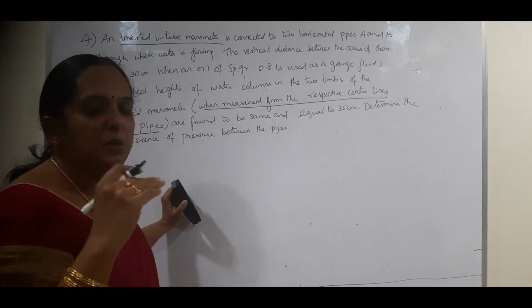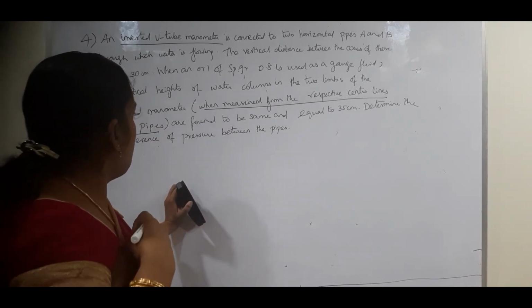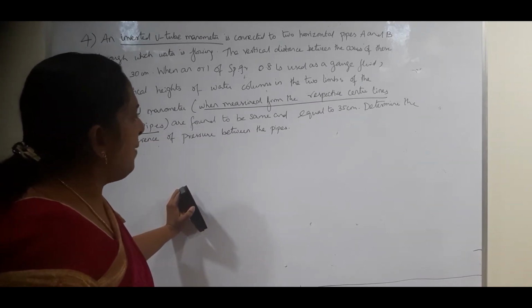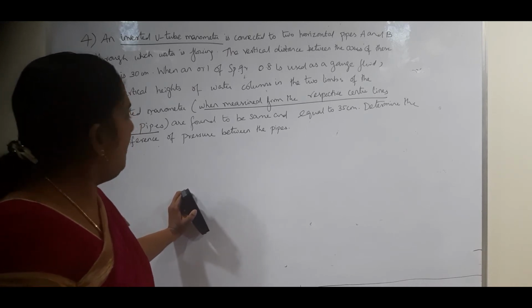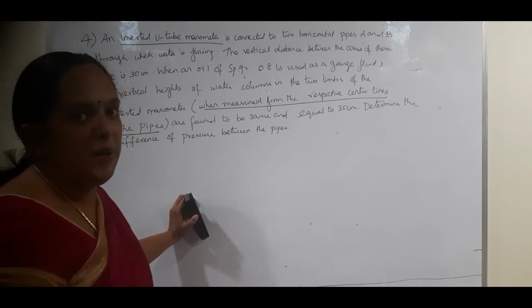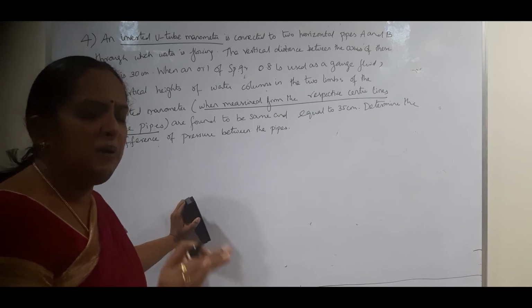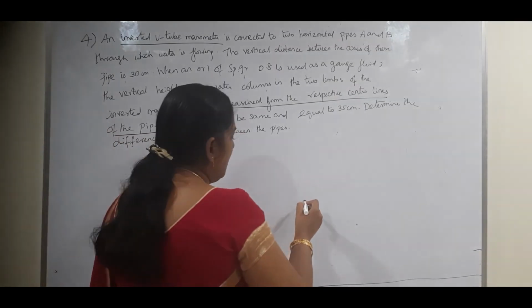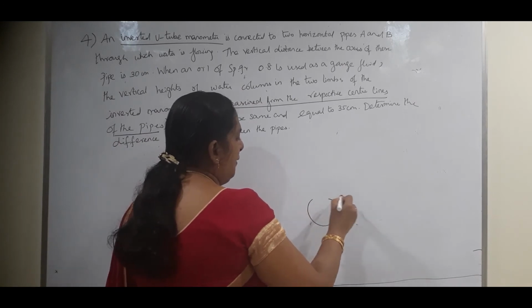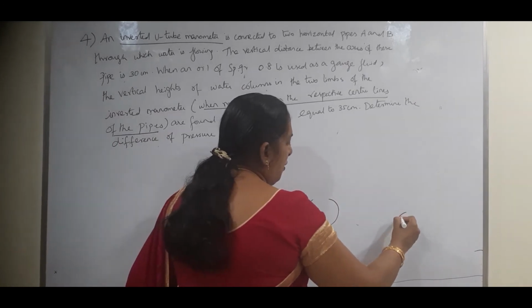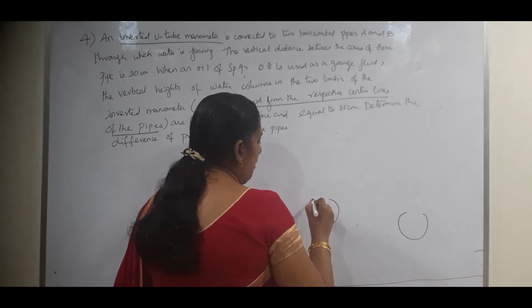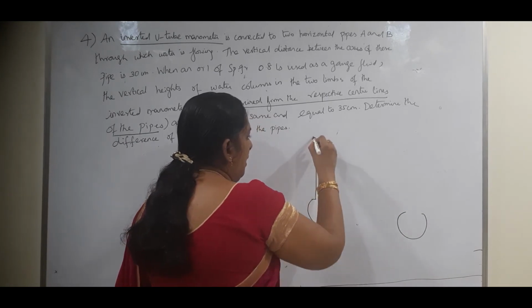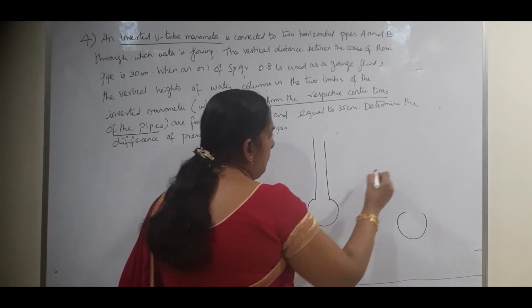Usually the height will be measured only from the center line of the pipes. Okay, they are found to be same and equal to 35 centimeter. Determine the difference of pressure between the pipes. So the pressure is not equal. Okay, so here I am having an inverted U tube manometer and one more pipe I have here. So these two pipes are being connected with the help of a manometer. Am I right?